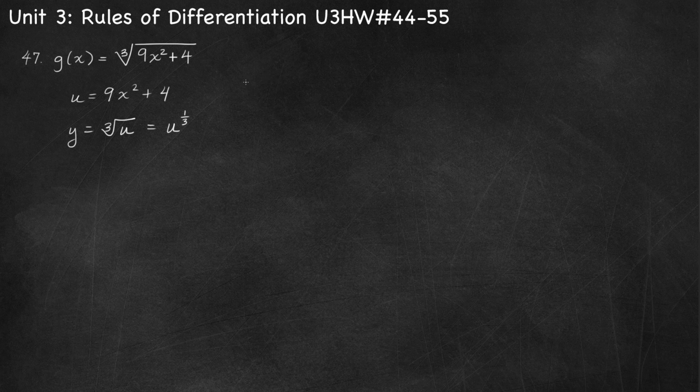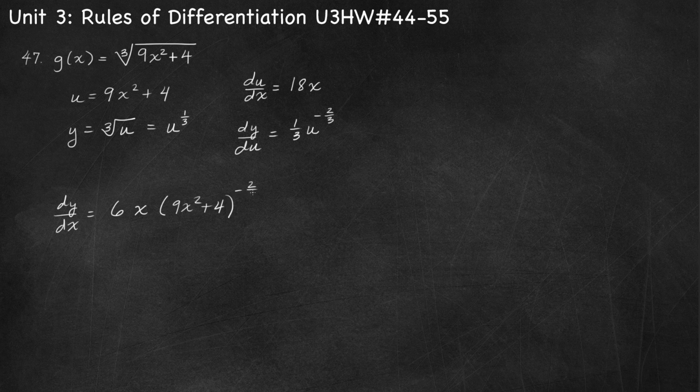So I take the derivative of my inside function, so du dx, that's going to equal 18x. The derivative of my outside function is dy du, and that's going to equal 1/3 times u to the power negative 2/3. Now dy dx, I multiply du dx times dy du, and I get the 18 times the 1/3 is going to give me 6. And then I have x times u to the power negative 2/3. And u is 9x squared plus 4.